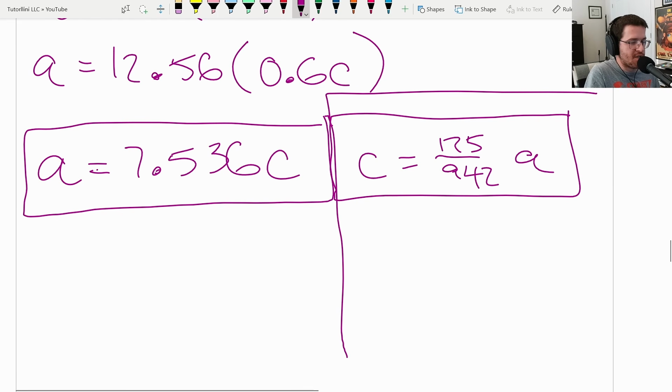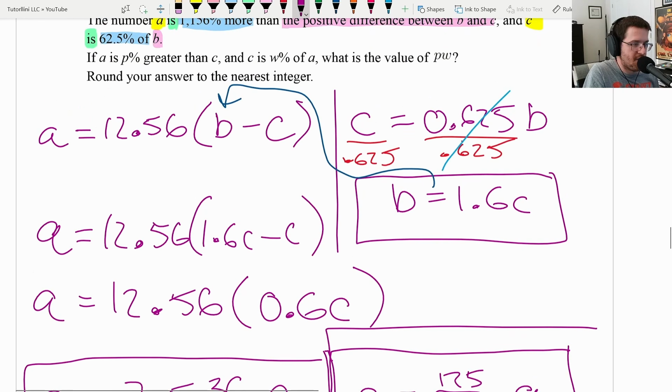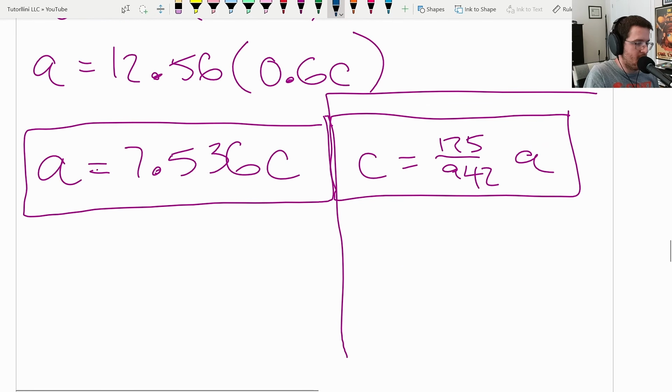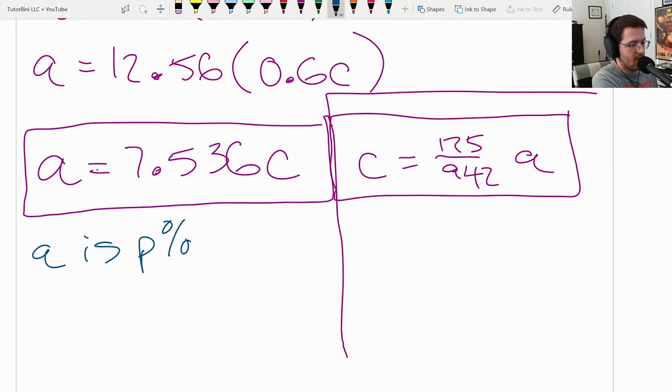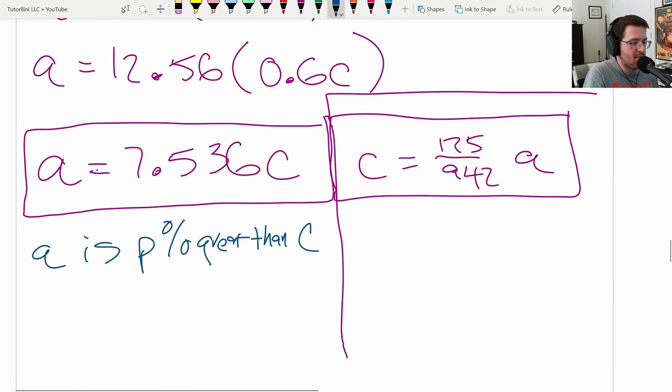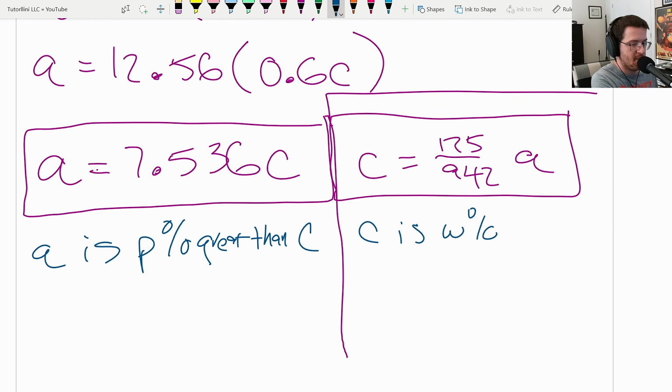So if I now hold the sentences up to these, you guys will see, wait a minute, A is P% greater than C. That goes with that one. And then the other one, C is W% of A. C is W% of A. All right, so now there's a little bit more arithmetic we've got to do, then we're done. We're basically done.